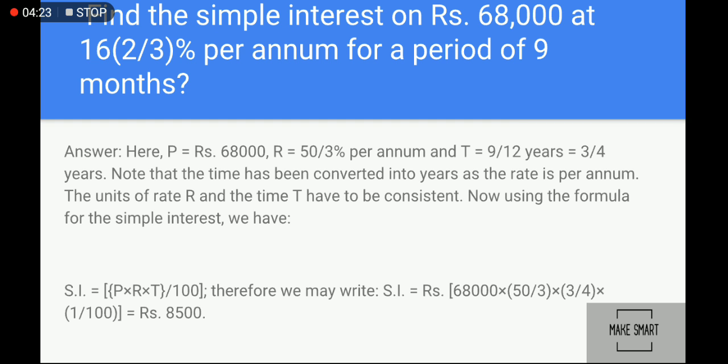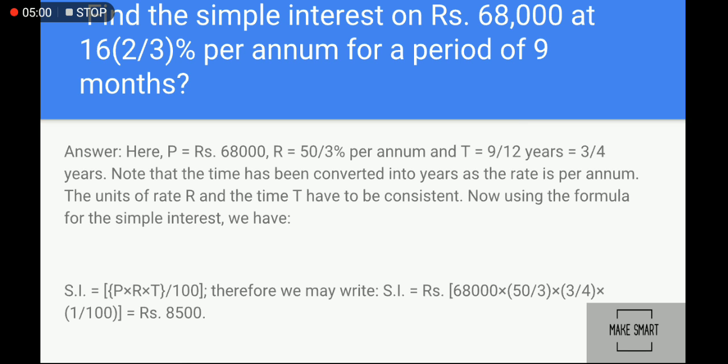Now this is an example of how to solve a question on simple interest. Find the simple interest on 68,000 at 16 2 by 3 percent per annum for a period of 9 months. The time here is 9 months, and the rate of interest is 16 and 2 by 3, that is 16 plus 2 by 3. This is the rate of interest, in mixed number form.